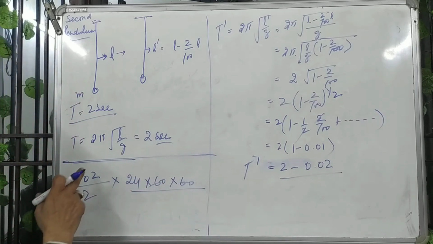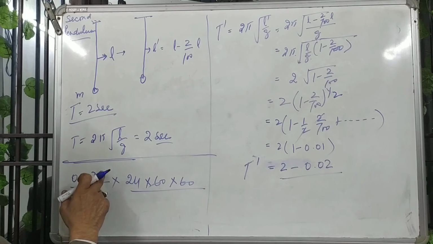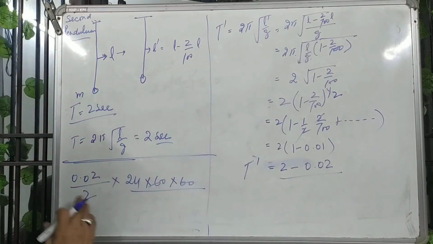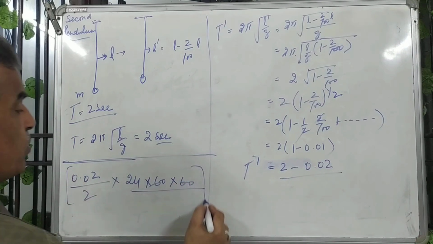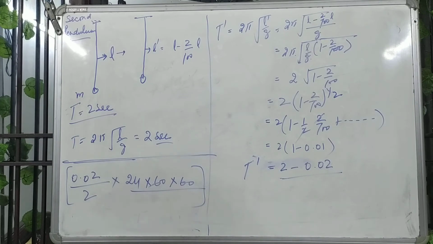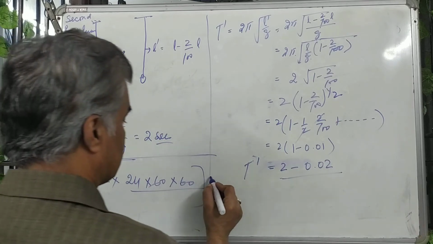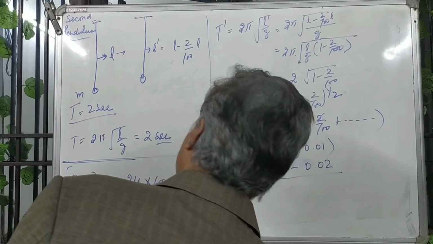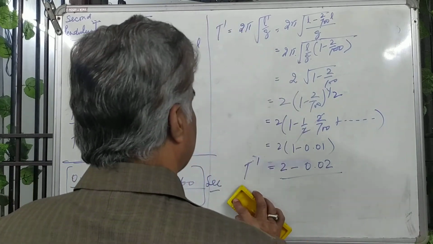So out of 2 seconds, this is the loss in time. Therefore, total loss in time is this much. So in one day the total time changes and the time period will be reduced. The day will be shorter. So by this many seconds, this is your answer. If any doubt, please clear.